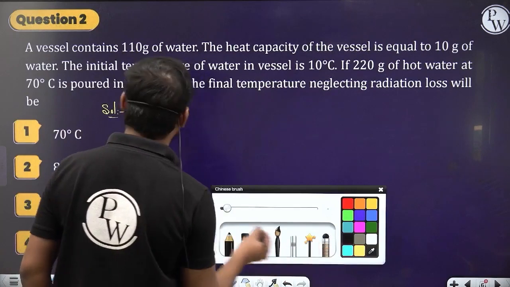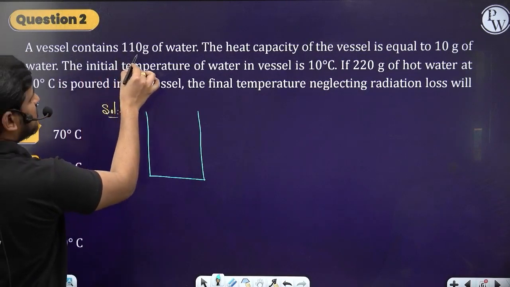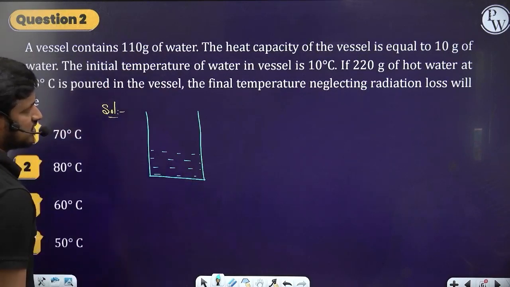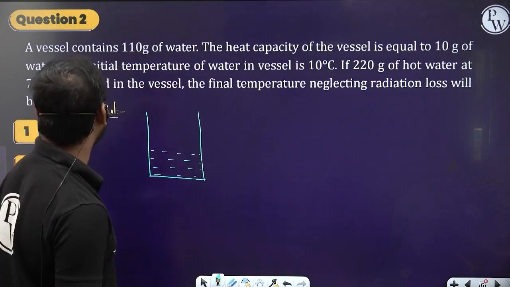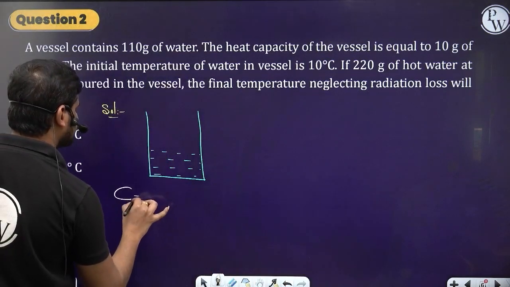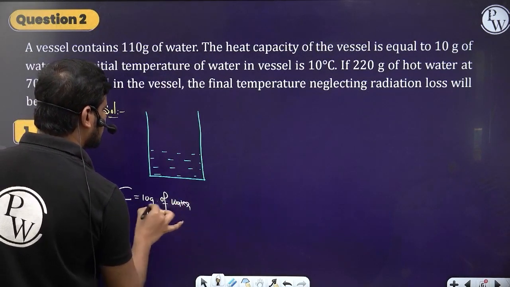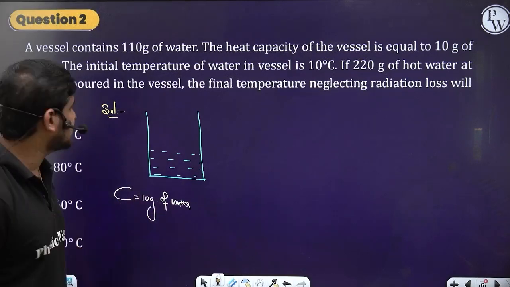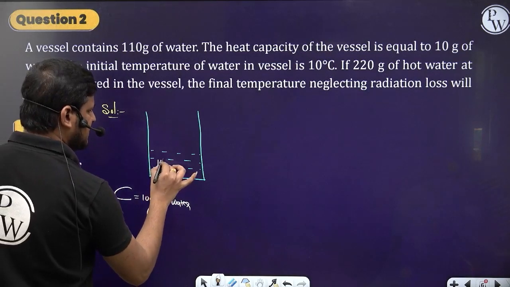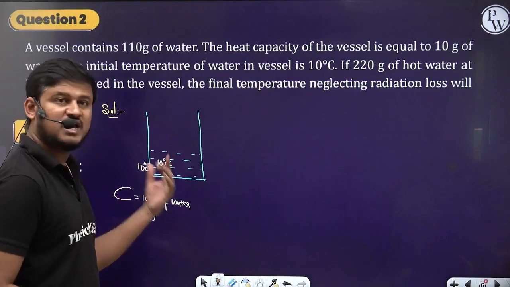So an interesting question. First there is a vessel. A vessel contains 110 grams of water. So the heat capacity of the vessel is equal to 10 grams of water, which is nothing but the water equivalent given. So the water equivalent is 10 grams here. The initial temperature of the water in the vessel is 10 degrees centigrade. That means initially this water is at 10 degrees, so the vessel also will have the same 10 degrees centigrade.